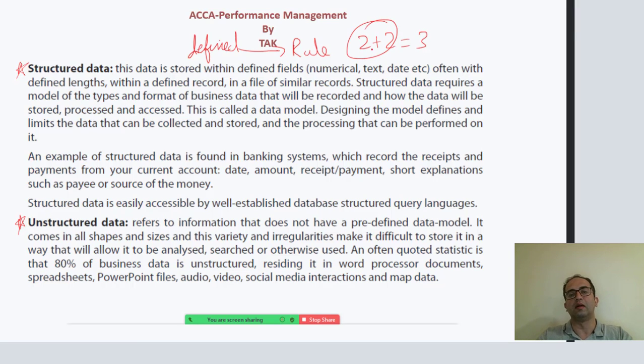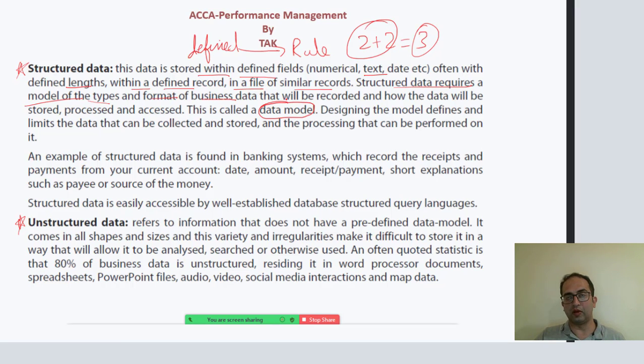You made this data such that whenever there are two digits, it will result in a summation. So in a simple scenario, you have defined the rule of thumb, and the data is structured in that manner. If we go through the definition, this data is stored within defined fields, numerical or text, often with defined length within a defined record in a file. Structured data requires a model of the types and format of the business data that will be recorded, and how the data will be stored, processed, and accessed. This is called a data model.